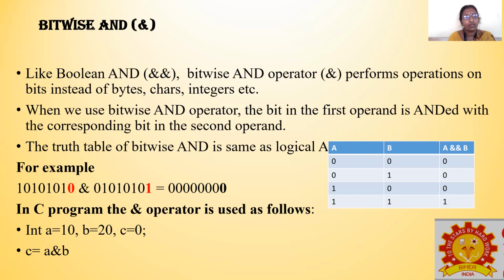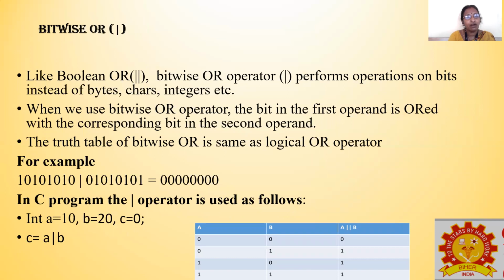In the C program, bitwise AND is used as follows. int A equal to 10, B equal to 20, then C equal to A bitwise AND B. Express 10 in bits and 20 in bits, and apply bitwise AND on the respective bit positions, and you'll get the answer.